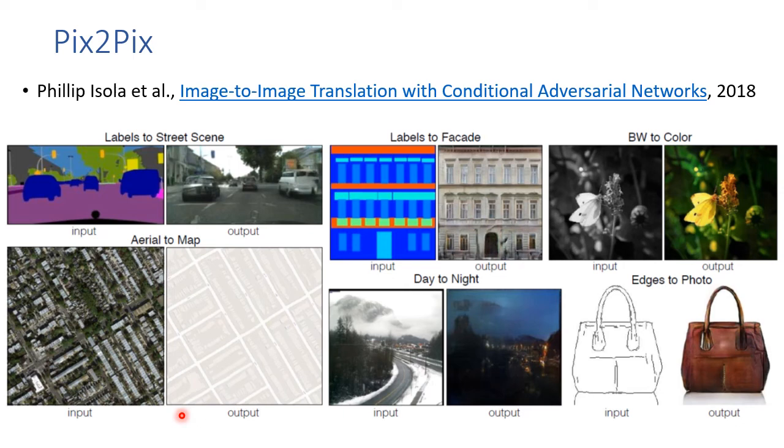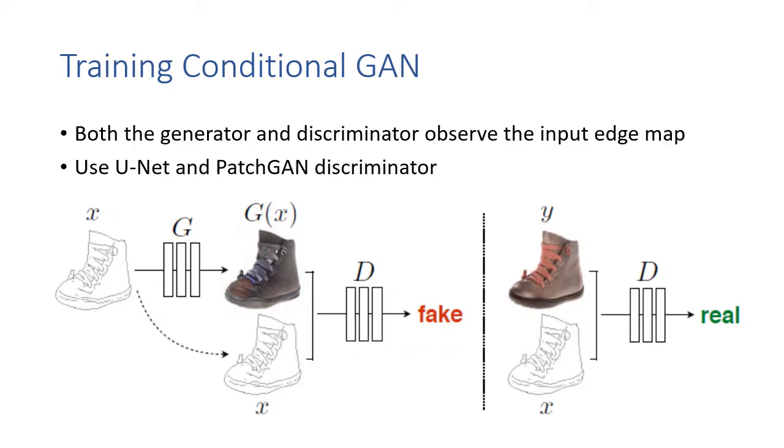The most interesting example is that we can give the sketch or the edges of the image, then the model will generate a photo. So this is image to image translation with conditional adversarial networks. This model is called conditional adversarial networks. Let's see how to train the conditional GAN. So what is a condition? The condition is the input we give to the generator, and we want it to generate our target. In this case, the condition is the edge of the shoes, and the generator will generate the photo of the shoe.